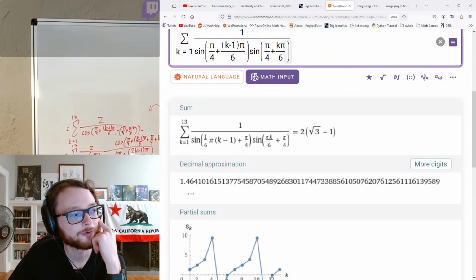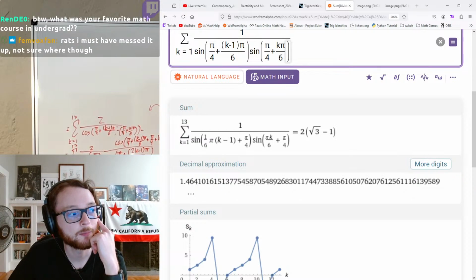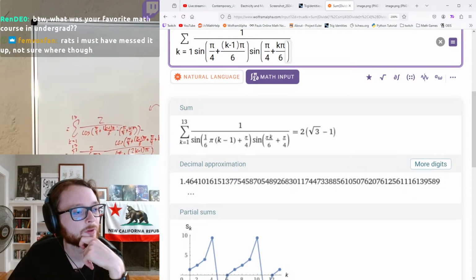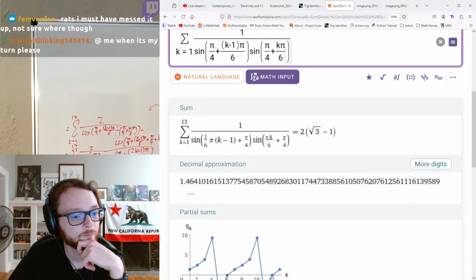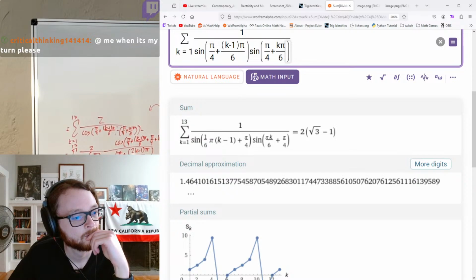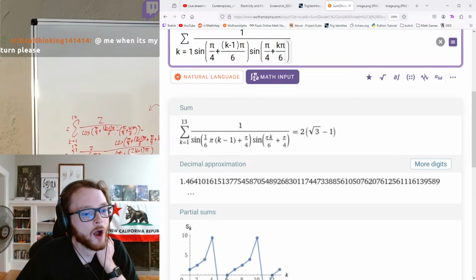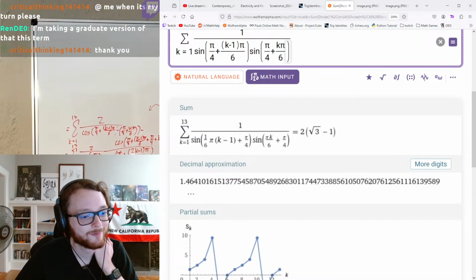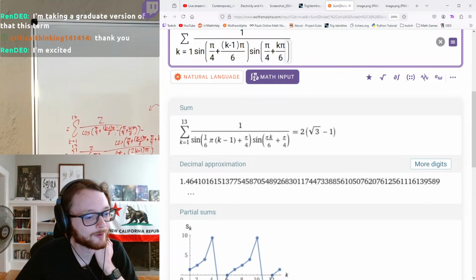My favorite math course in undergrad, they called it Methods of Applied Math, and it was basically just differential equations extended. So we're towards the end. My favorite thing we did was systems of differential equations. Sounds good. A graduate version of that this term. Oh, cool. I'd love to study it more.